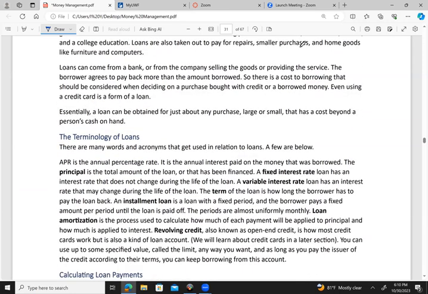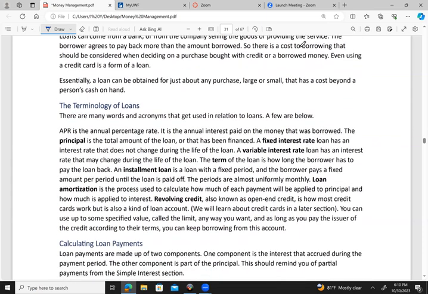Loans come from a bank or from the company selling the goods or providing the service. The borrower agrees to pay back more than the amount borrowed, so there is a cost to borrowing that should be considered when deciding on a purchase bought with credit or borrowed money. Even using a credit card is a form of loan. Essentially, a loan can be obtained for just about any purchase, large or small, that has a cost beyond a person's cash on hand. So let's look at some of the terminology here.